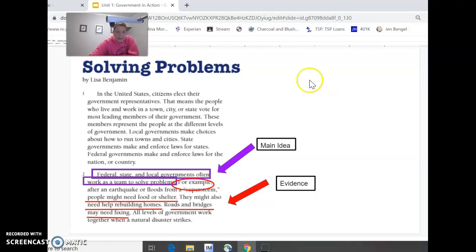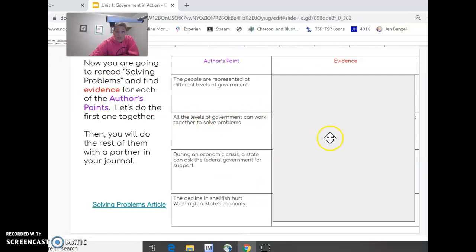So we have a chart today, and we're going to work on this chart a little bit together, and then you're going to finish the last two by yourself, and then I want you to bring them to class. So work on it by yourself after you've watched this video. Bring your evidence for these last two to class.